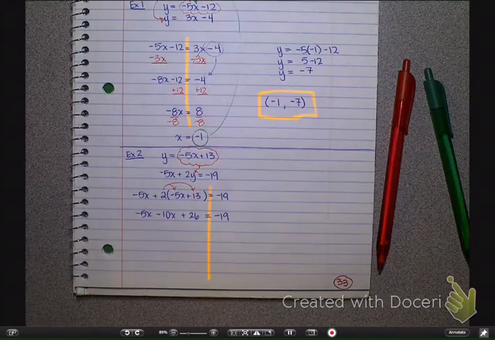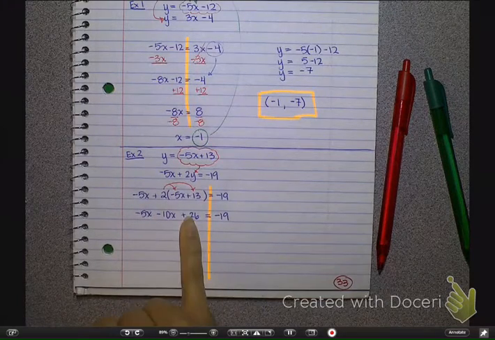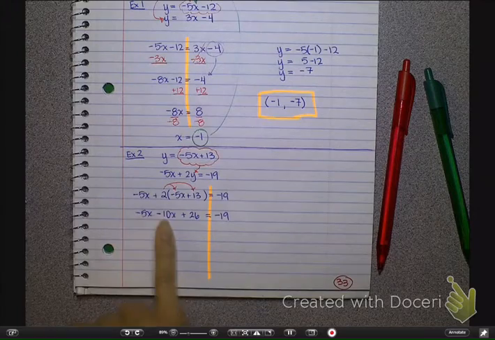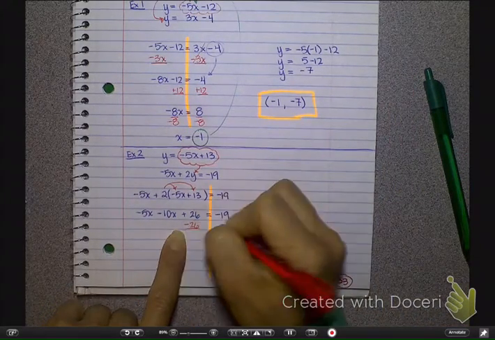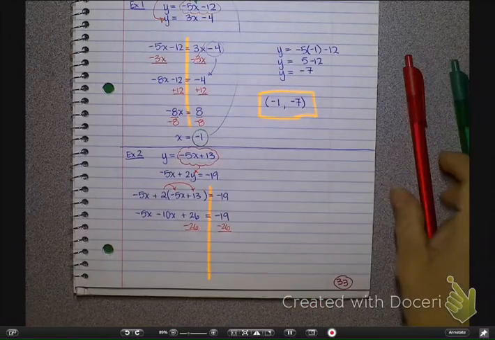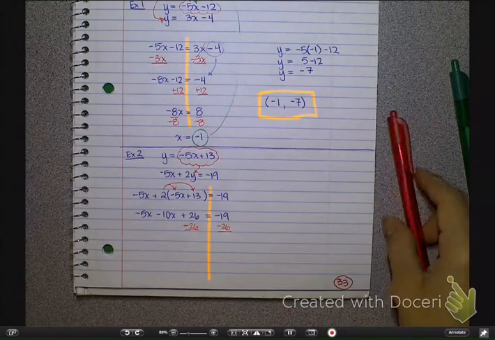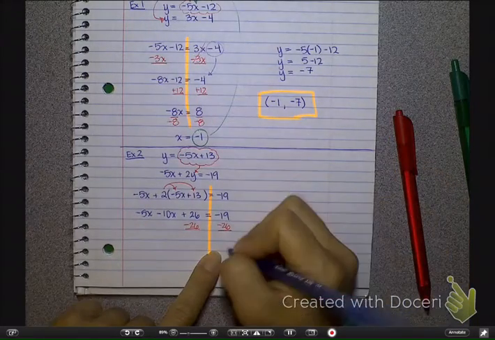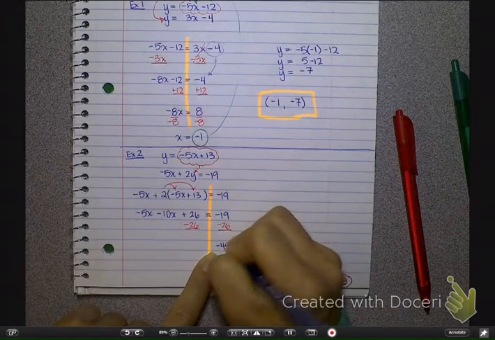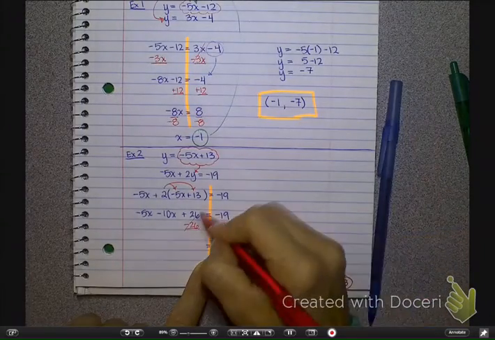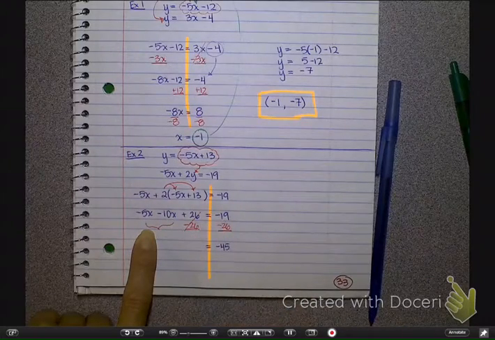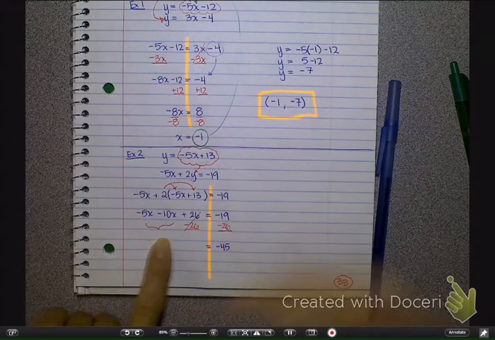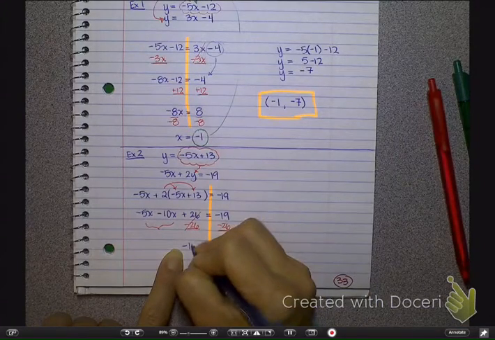All right, now, your x's are already both on the same side of the equation. So let's keep them here. Let's just move this one over, and then we can combine these. Does that make sense? Okay, so we're going to go ahead and subtract 26 from both sides. What's negative 19 minus 26? Negative 45. Okay. Now, in this same step, is it okay with you guys if I combine these? What's negative 5x and negative 10x? Negative 15x.